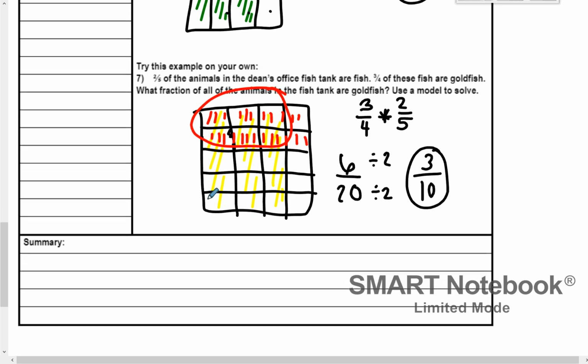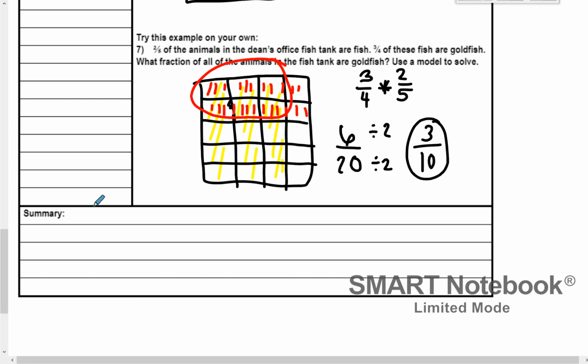Okay. At this point, please pause the video or exit out and write your summary on what you learned today about multiplying fractions by fractions and modeling fractions by fractions.